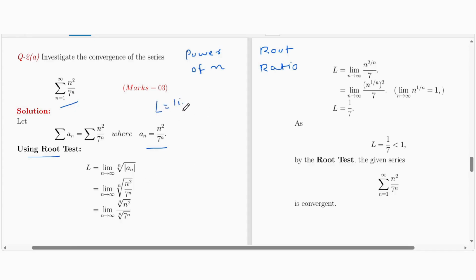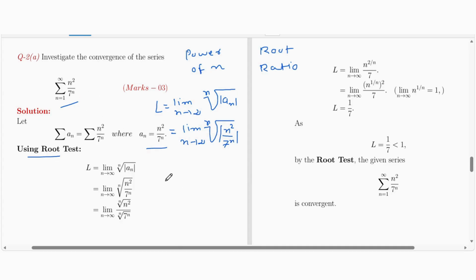According to the root test, what is L? L is equal to limit n tends to infinity nth root of absolute of an. Now put the value of an here. Limit n tends to infinity nth root of n square upon 7 raised to n. Now evaluate this limit, and on that basis we can give the conclusion for this series.